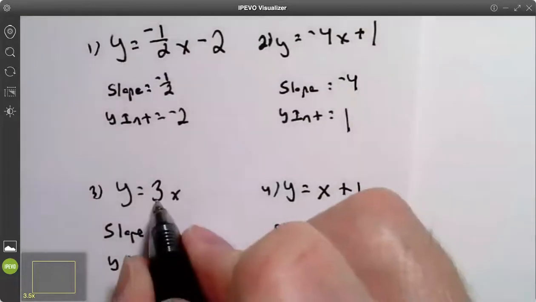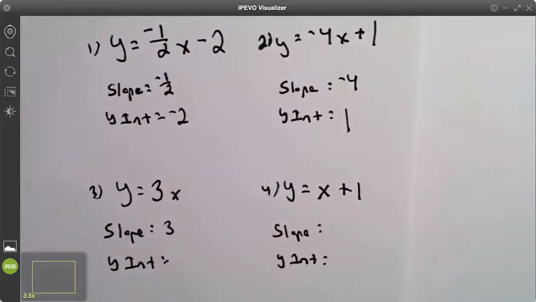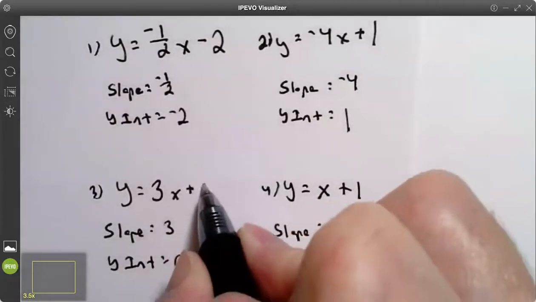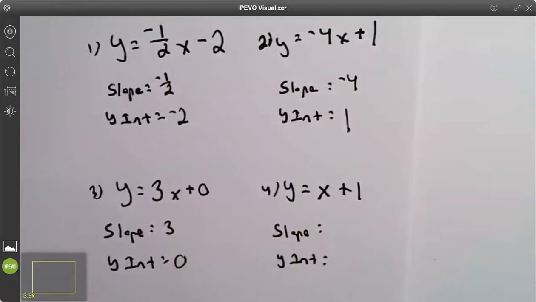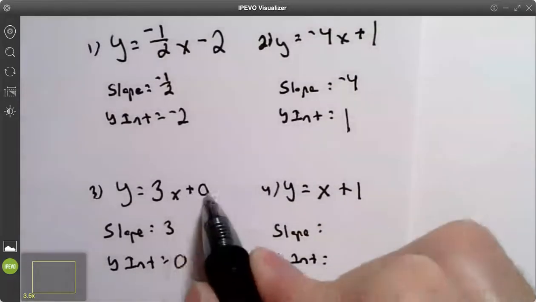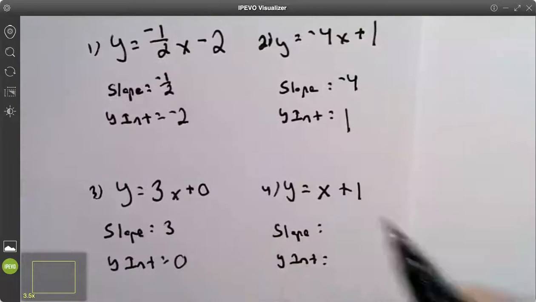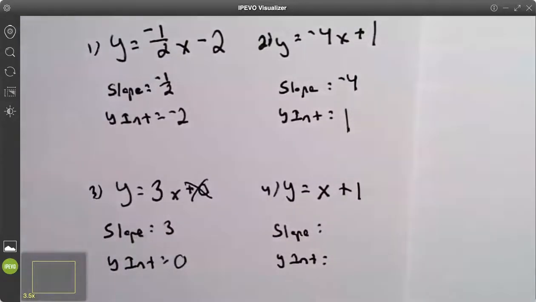Your slope is 3. That's what goes before the x. Your y-intercept is 0. That's what goes after the x. There's nothing there. I could write plus 0, but that's not simplest form. You would never put plus 0 or minus 0. It's not needed. It's just y equals 3x. Your slope is 3. Your y-intercept is 0, which means this one is going to go through the origin with a positive slope. Think about your answer for number 4.